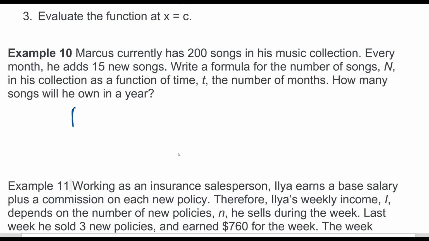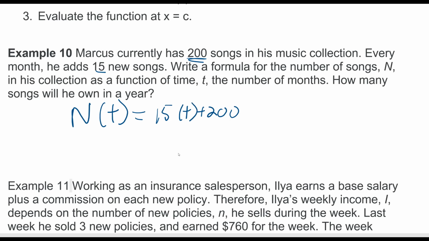So the number of songs is going to be, he's got the fixed amount. He starts with 200, so that's plus 200. And then 15 songs a month, so 15 times t, number of months. So n of t is 15t plus 200.